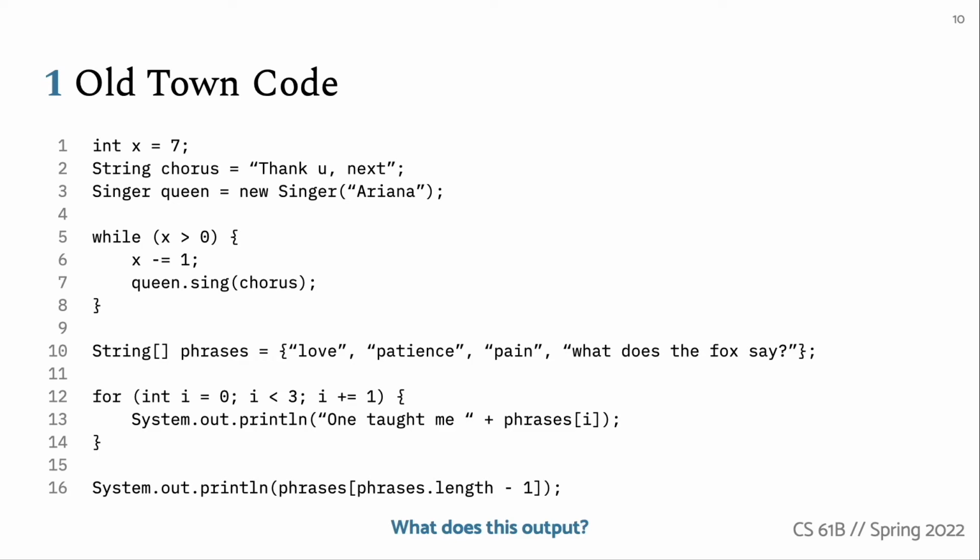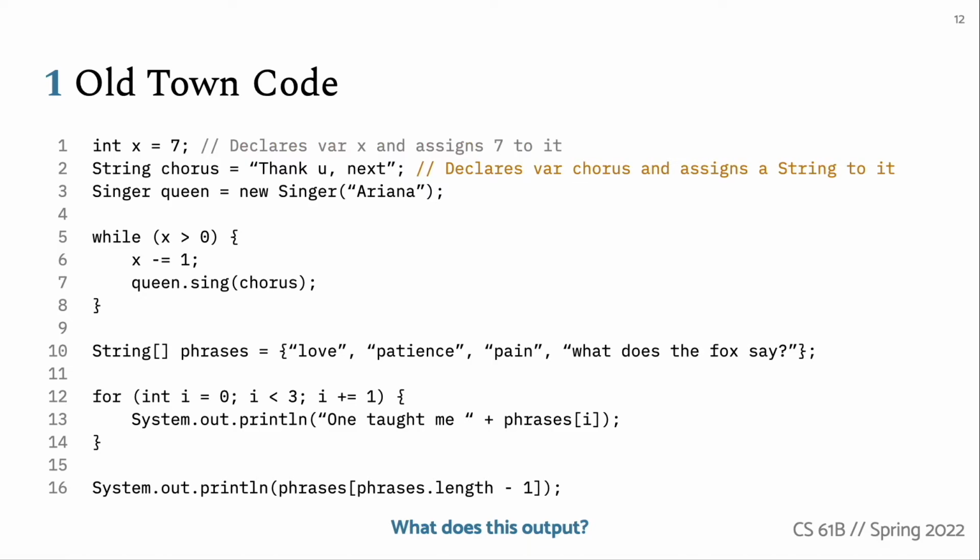Okay, welcome back. Let's go through this. So the first line, it declares the variable x and assigns 7 to it. Very similar to the way that we created a class, you can just create this sort of more primitive type the same way. And then number 2 does the same thing with a string. You create the variable chorus, it's of string type, and then you assign a string to it. And then we do the same thing with queen. Queen is of type singer, and then we create a new instance of singer. You see that new keyword, and then you assign a singer to it.